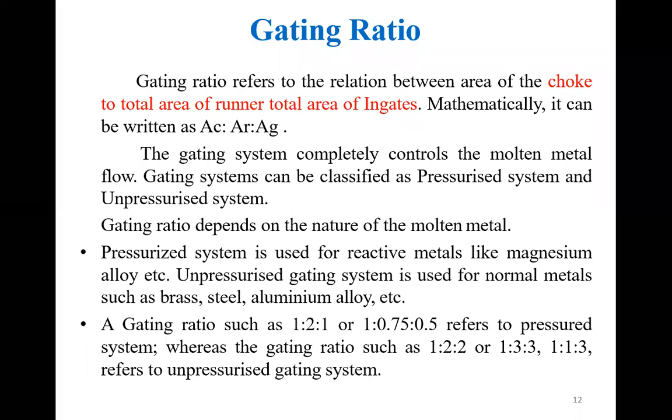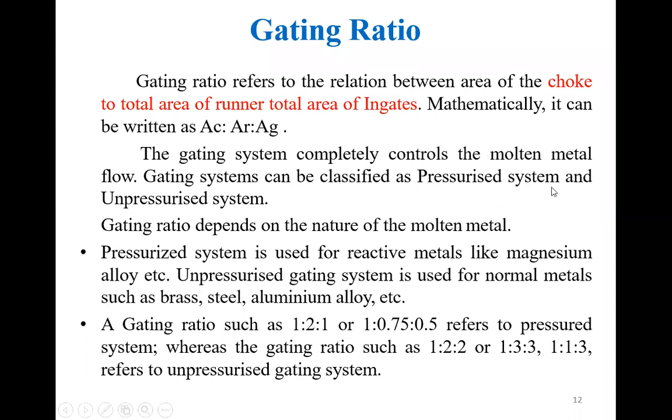It is taking three considerations. One is the choke area to the total area of the runner to the total area of the ingates. So it is written as AC is to AR is to AG. AC explains the choke area, AR explains the runner area, AG explains the ingate area. So this is the ratio which is to be maintained: the gating ratio.